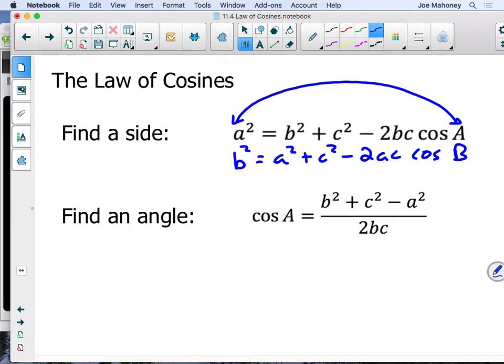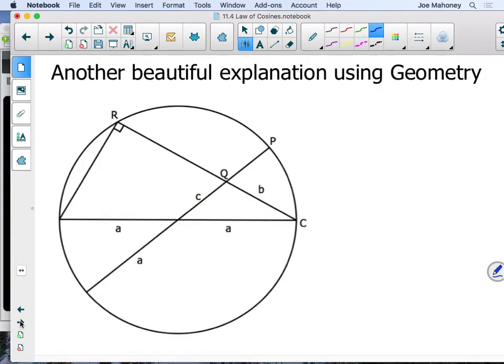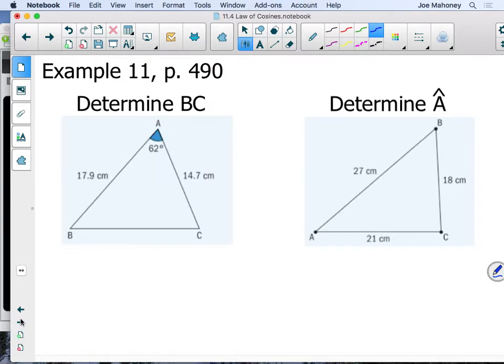So why don't we practice these a little bit? Let's use these two formulas. There's a beautiful thing. I'll show you this in class. In example number 11 on page 490, you're asked to find out a side length and an angle measure. Use your newfound law of cosines to see if you can get those measures.